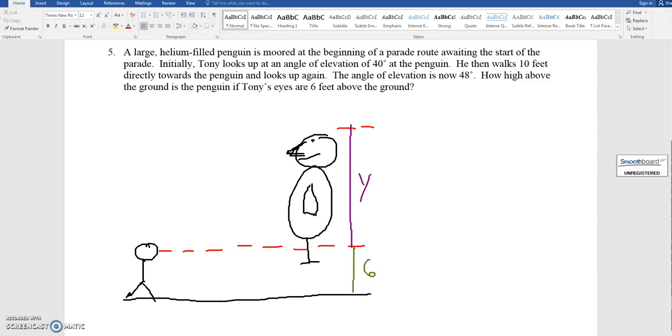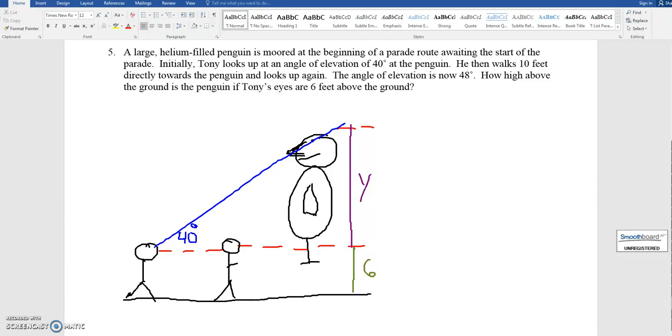And then I'm going to add in maybe a couple other details from the first part of this problem. Maybe we'll use blue for this. Okay, if Tony looks up right now at the top of the penguin, he looks just like that, that angle right now is 40 degrees.